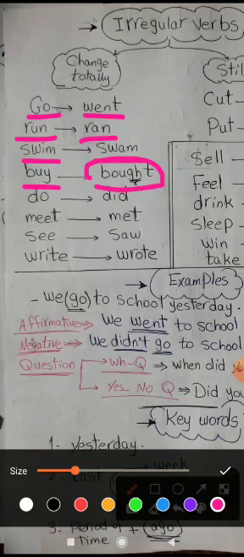Bought. I have two letters. It's silent letters, G and H. Both G H here are silent. Okay, buy, bought. Do, يفعل.